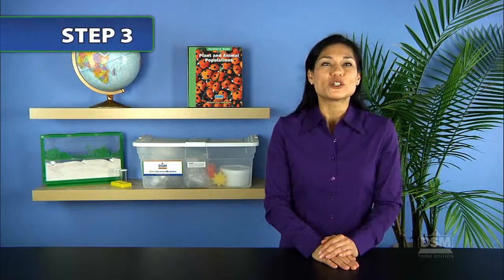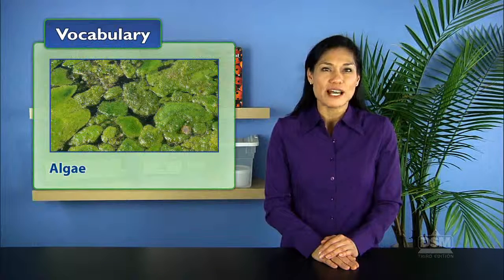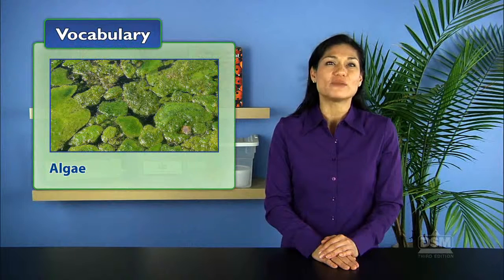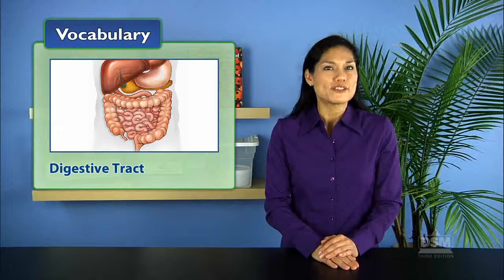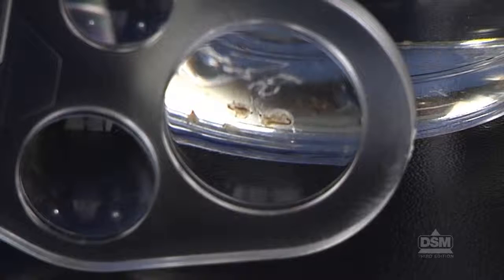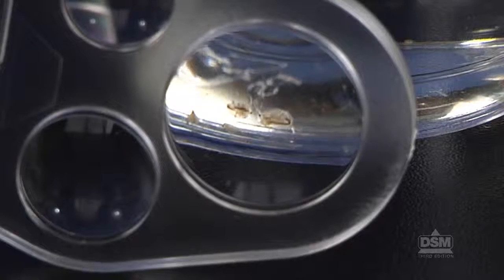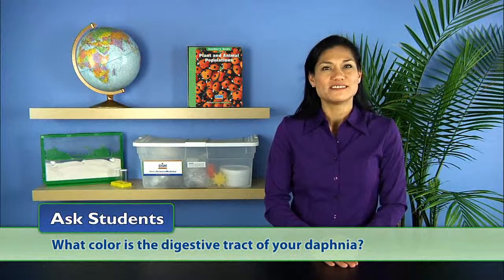Next, point out the greenish tinge in the water in the containers. Explain that this green color comes from algae, tiny plant-like organisms that live in the water. Then explain that the digestive tract is the part of the body that food passes through. Point out the Daphnia's digestive tract on the graphic and have students look through their magnifiers to see their Daphnia's digestive tracts.